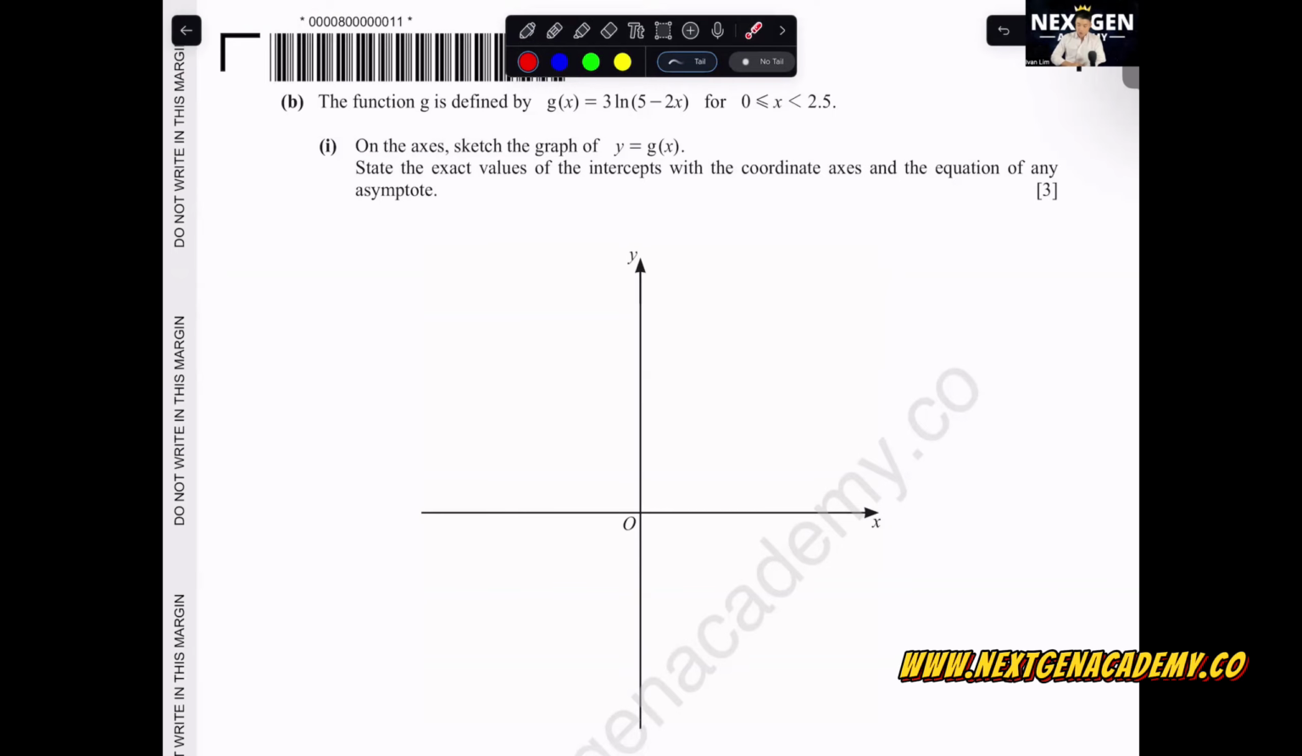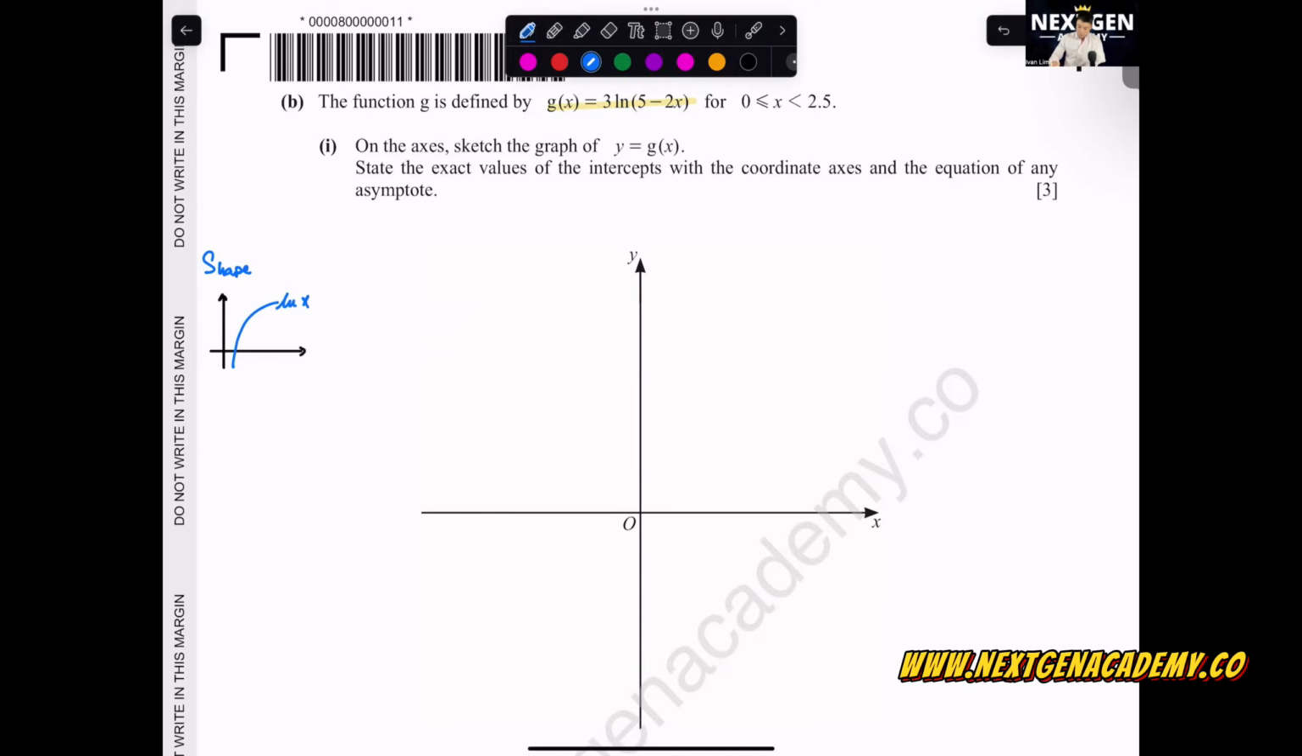The function g is defined by g(x) equals ln(5 minus 2x), for x from 0 to 2.5. On the axes, sketch y equals g(x). State the exact value of the intercept with the coordinate axes and the equation of any asymptote. First, what is the shape of this? We need to determine this. So we will sketch the original one first. This is how I'll do it. You start with ln x first. What is ln x? Ln x is like this.